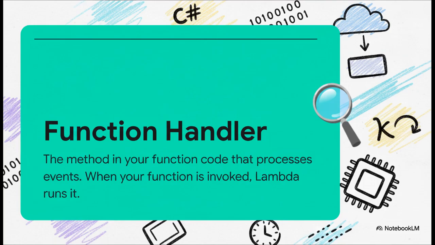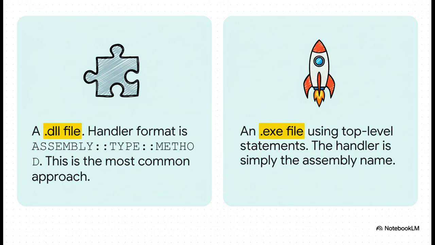Simple as that. Now, in the .NET world, you've basically got two ways you can structure this. You can do a classic class library, a DLL, which is honestly the most common way and what we'll be looking at. Or you can go with a newer style, an executable assembly, like an exe file. The only real difference is how you point Lambda to that front door, that handler method.